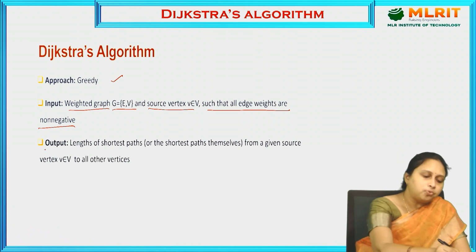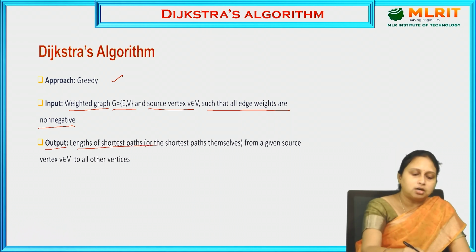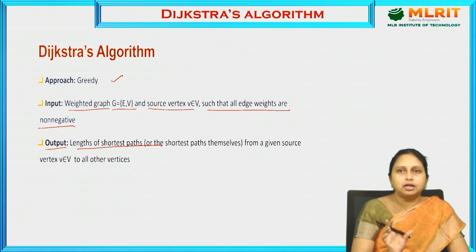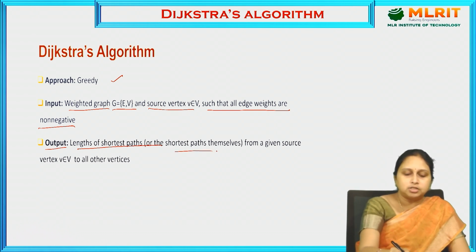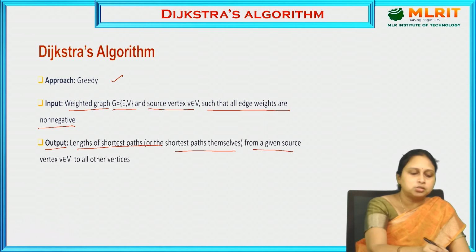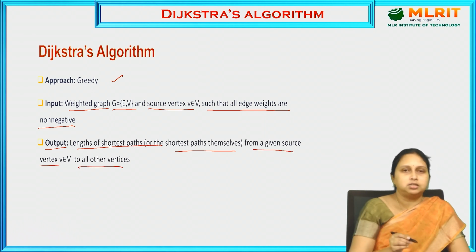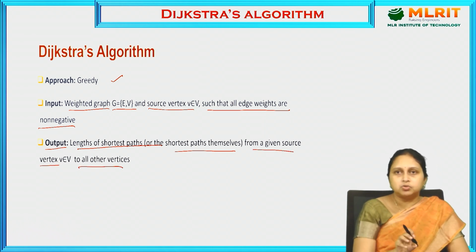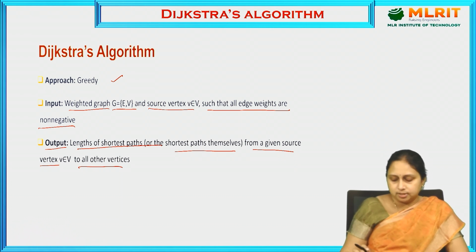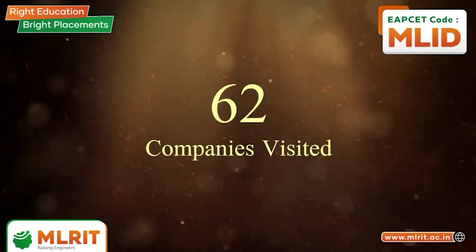And what is the output you get? The lengths of the shortest paths. You are going to get the length of each and every path, or the shortest paths themselves, from a given source vertex to all other vertices. From that particular source vertex to all other vertices, the paths you have will be given as the output.